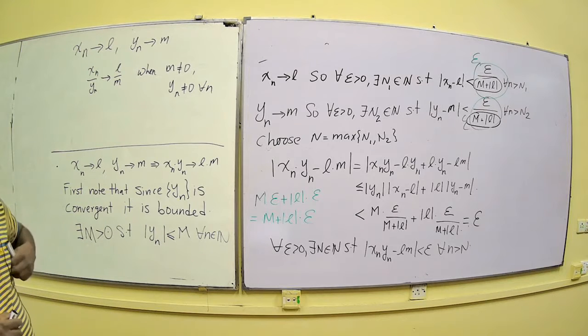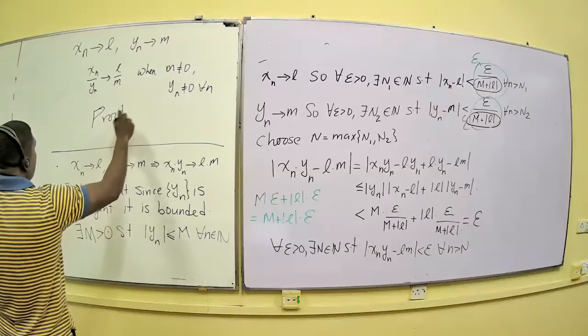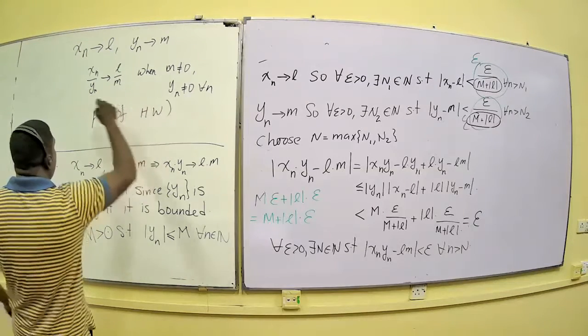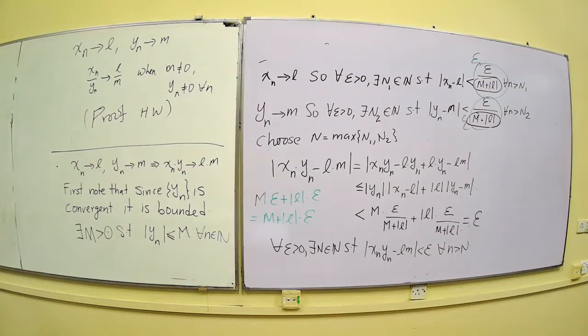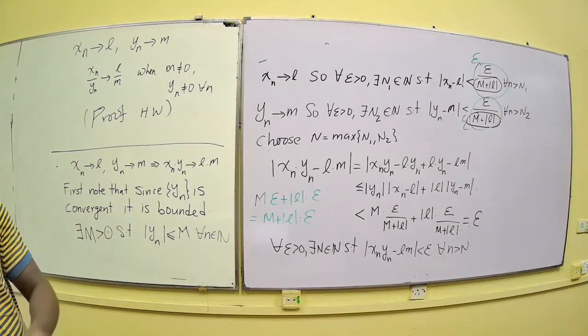So the idea is the same. You can use boundedness, and at the same time, you can use the other properties as well. Try to figure out the proof of this. Try this proof as homework. Figure out whether you will be able to do the proof.